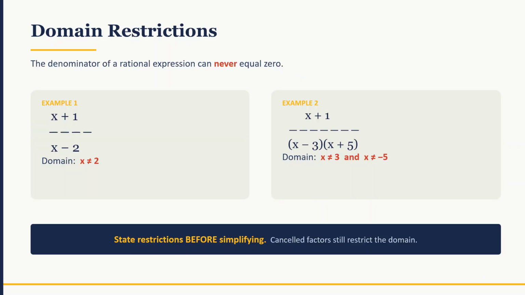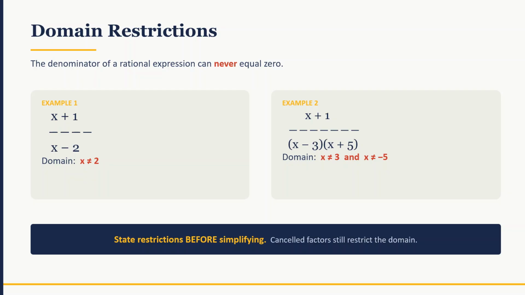The denominator of a rational expression cannot be zero. Always identify the values that would zero out the denominator and exclude them from the domain. Two quick examples. The fraction x plus 1 over x minus 2 has domain x not equal to 2. Anything else is fine. The fraction x plus 1 over the quantity x minus 3 times x plus 5 has domain x not equal to 3 and x not equal to negative 5. Both factors of the denominator must be non-zero.